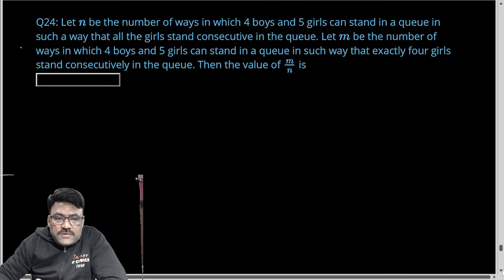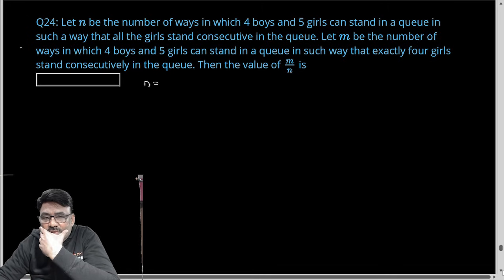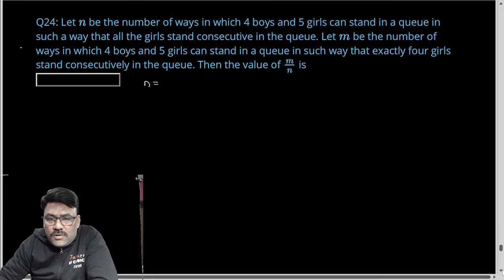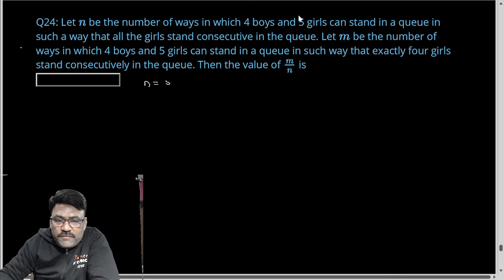So let's write n first. n is the number of ways in which 4 boys and 5 girls are arranged in such a way that all 5 girls are together. Since all 5 girls are together, you will consider them as a single unit, single person, single block. So 4 boys and a single block means 5 persons. So the arrangement of 5 persons is 5 factorial.